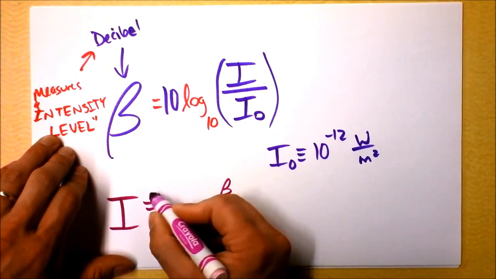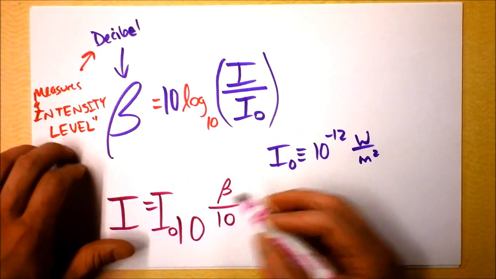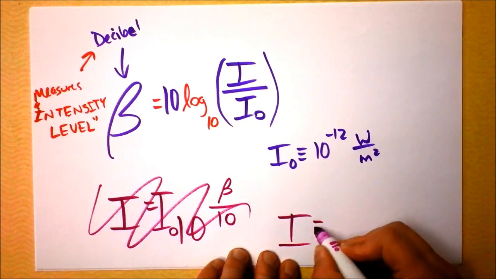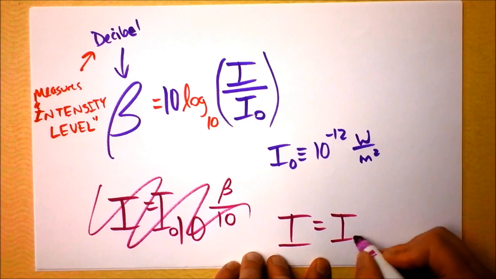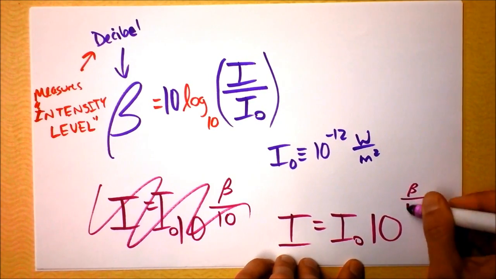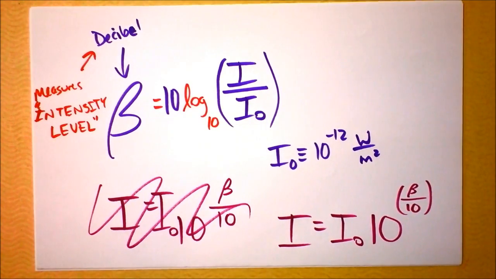So it's going to be I naught times 10 to the, that's not formatted well. Let's just cross that out a little bit. I want the intensity to be I naught times 10 to the beta divided by 10. Cool, we'll play with that a little bit. Bye-bye.